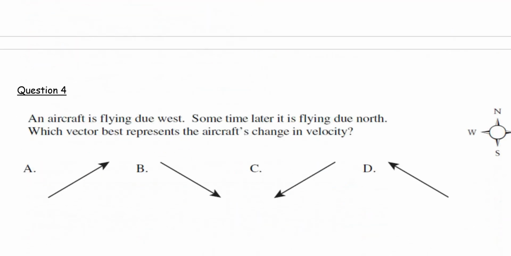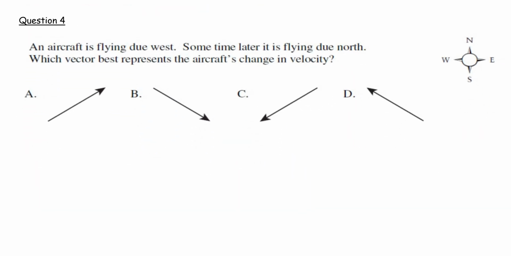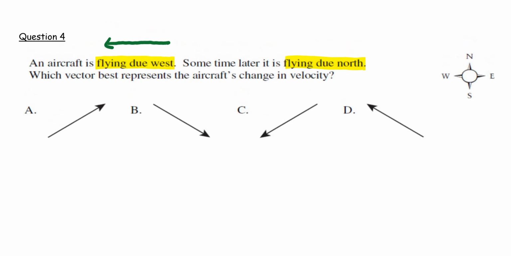Okay, let's move on to some vector addition problems now. For question number 4, we have an aircraft that's flying due west. When you're flying due west, that means you're going in the left direction. Sometime later, the aircraft is now flying due north, which is going in the upwards direction. Which vector best represents the aircraft's change in velocity? Change in velocity is delta V.